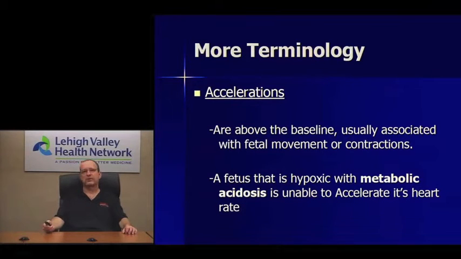Accelerations in the variability are above the baseline and they're usually associated with fetal movement or contractions. A fetus that is hypoxic and has metabolic acidosis is actually unable to accelerate its heart rate. So if you see a kid that, during contractions, they're telling you at the referring hospital, hey, mom's having contractions and the fetal heart rate didn't go up at all, that could be a pretty ominous sign. That's something you want to think about, that maybe things aren't going really well for the fetus at that point.